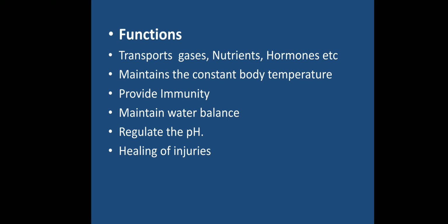The functions of the blood: it transports gases, particularly oxygen, and nutrients. As I've told you, whatever nutrients and food we eat have to be transported to different parts, and even the hormones; all these things are transported or taken care of by blood only. It maintains a constant body temperature. The movement of the blood is responsible for constant body temperature maintenance.